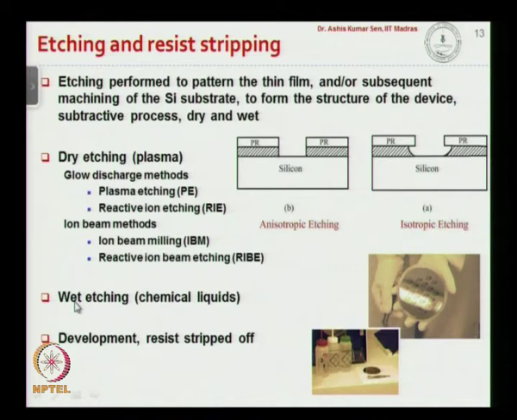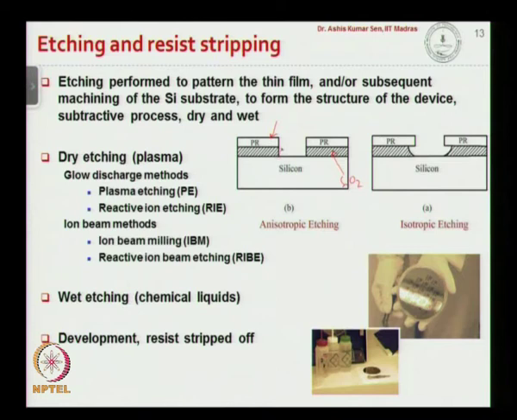So once we do the development of the photoresist layer, as you see here, this photoresist layer acts as a mask to etch the silicon dioxide layer here. So this is an SiO2 layer which you are trying to etch. So the etching is performed typically on a patterned thin film.